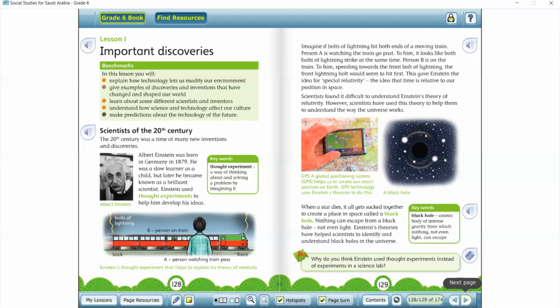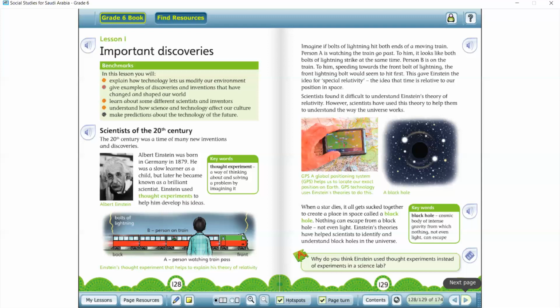To him, it looks like both bolts of lightning strike at the same time. Person B is on the train. So person B is inside the train. He's a passenger. To him, speeding towards the front bolt of lightning, the front lightning bolt would seem to hit first. This gave Einstein the idea for special relativity, the idea that time is relative to our position in space. So he's trying to explain his idea there in paragraph 1, page 129. That's our scientist of the 20th century.